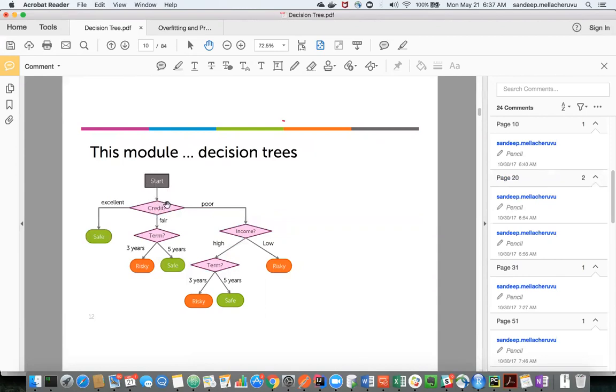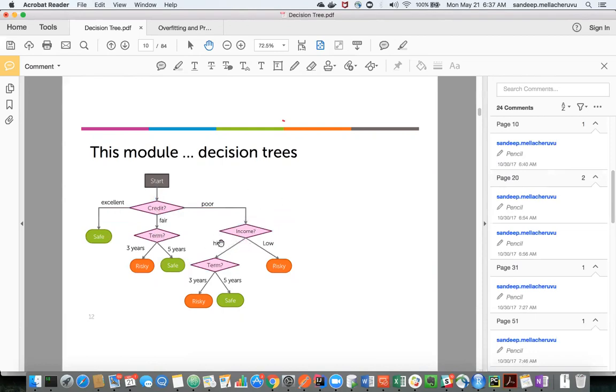So, for example, you start from the start node. When you go into one of the decision tree nodes, you can see the question. The question here is credit. What is the credit? Is it excellent, fair, or poor? Based on that, we go into the corresponding branch. Once we go into that branch, again we do the same thing. We ask another question.